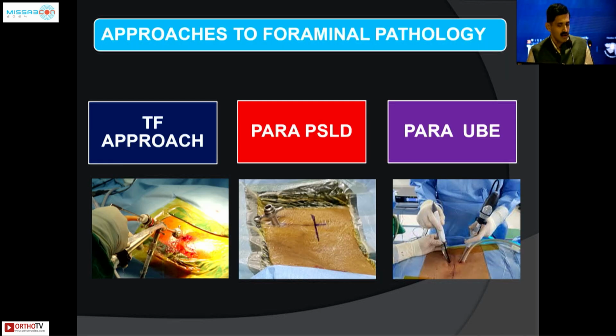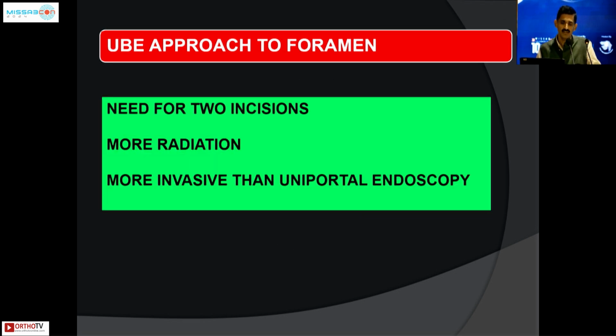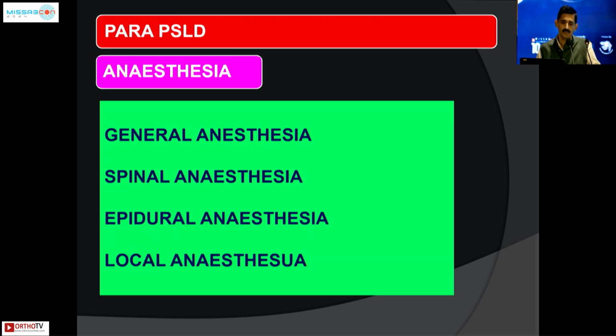Coming to minimally invasive approaches, we can approach it with transforaminal approach, para-PSLD or para-UBE. Transforaminal approach is a very good technique. However, it requires more radiation, is technically more demanding, has a longer learning curve, and there is limited bony decompression, and there is risk of dysesthesia post-operatively because we are working very close to the root. UBE requires 2 incisions, requires more radiation, and it is definitely more invasive.